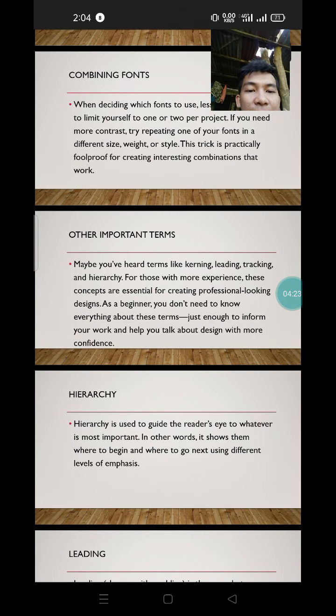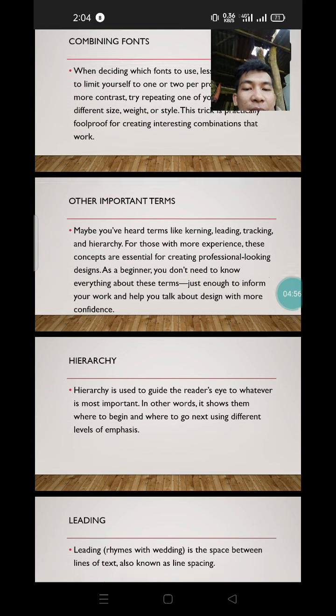Other important terms. Maybe you have heard terms like kerning, leading, tracking, and hierarchy. For those with more experience, those concepts are essential for creating professional looking designs. As a beginner, you don't need to know everything about these terms, just enough to inform your work and help you talk about design with more confidence.